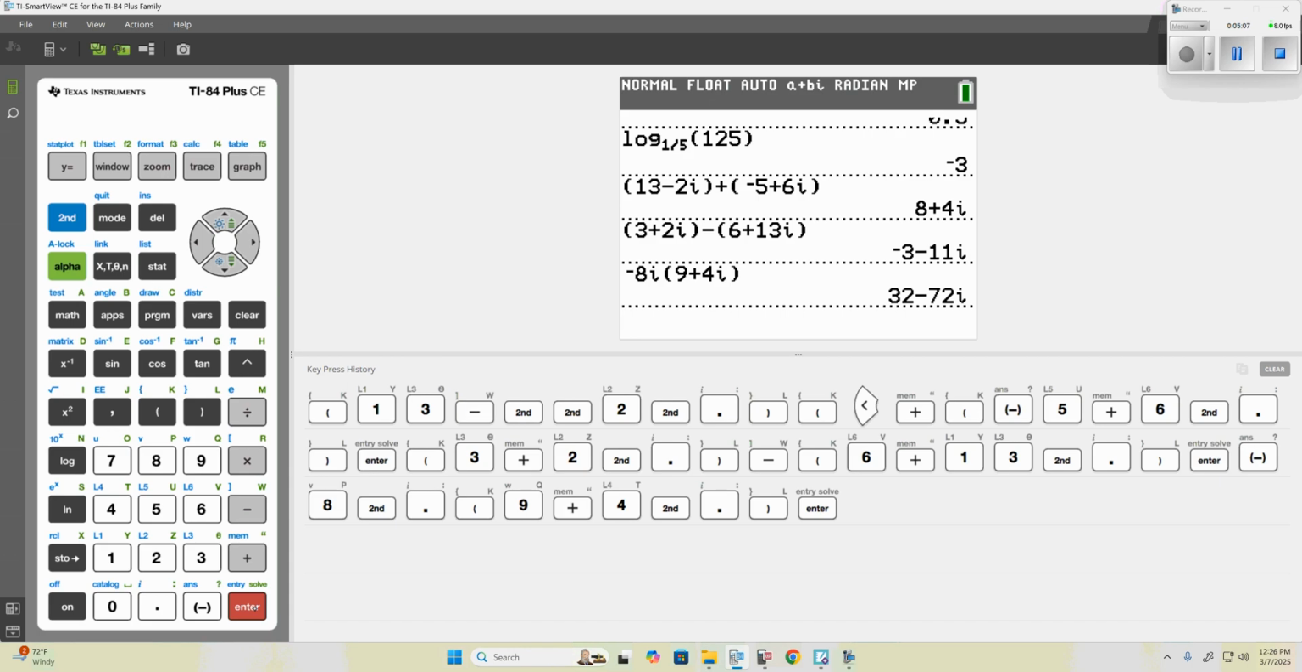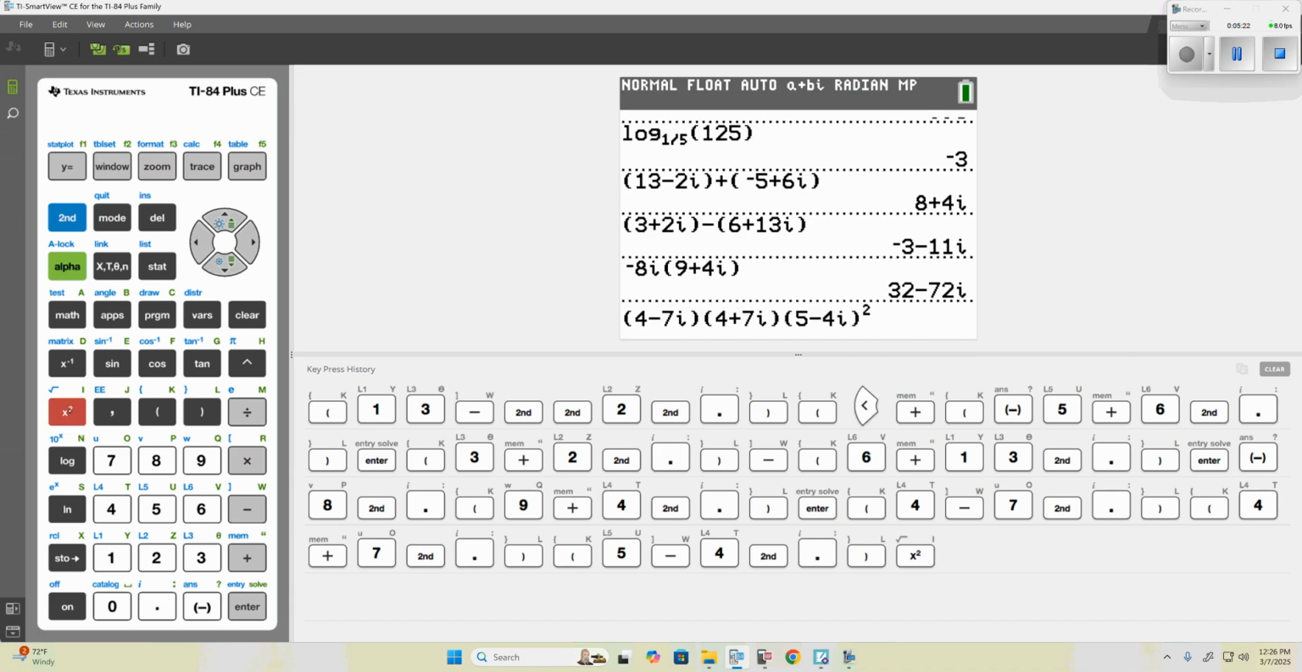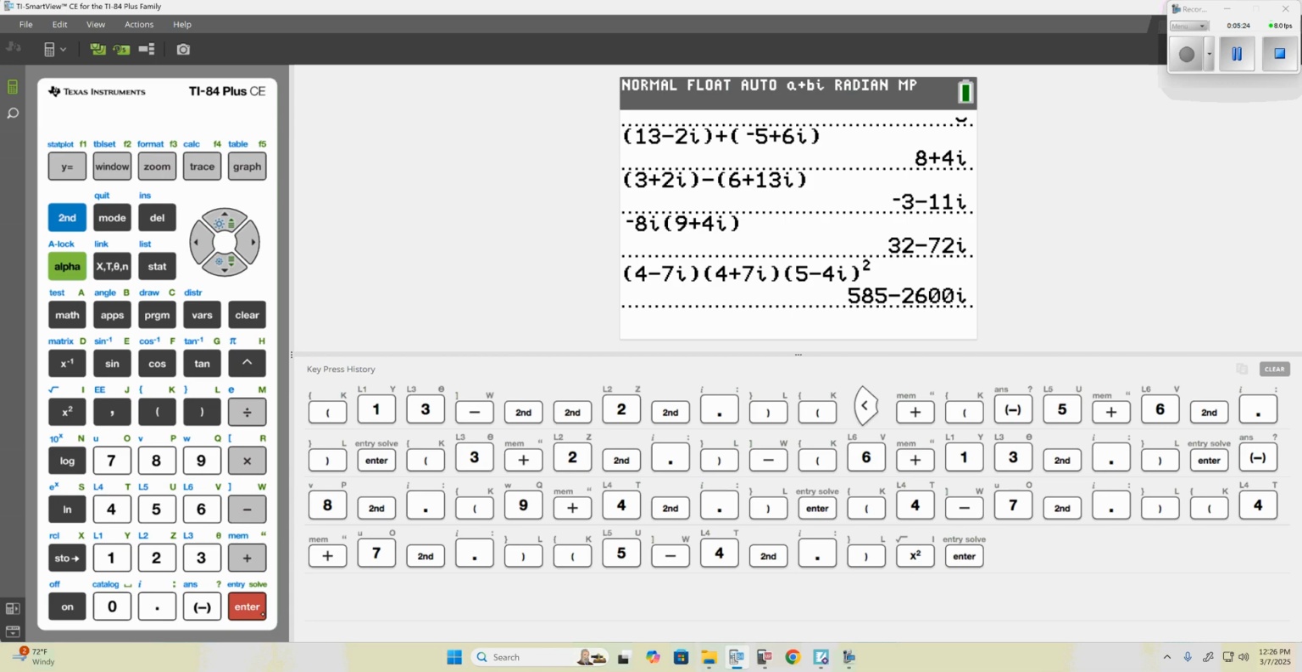Same exact thing. Now 30, it is possible to do 30 by hand. It takes a minute. When we type the whole thing in, it tells us it's 585 minus 2,600i.